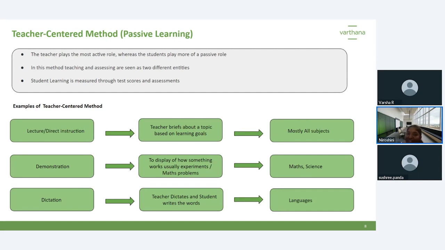We generally do this in our classroom a lot, especially in the lower grades, where the teacher dictates and the students write the words. This basically happens in language classes in order to improve vocabulary. And I think most of the schools introduce vocabulary in such a way, to understand the vocabulary as well as to memorize it.